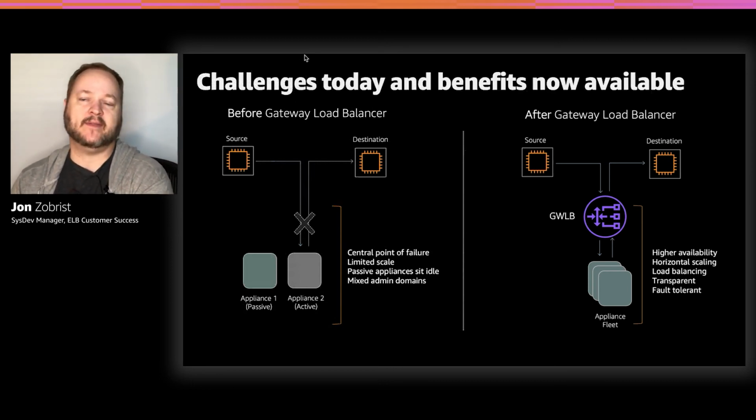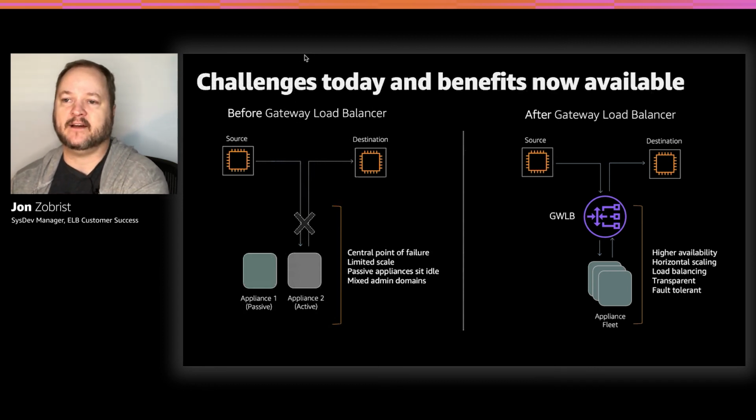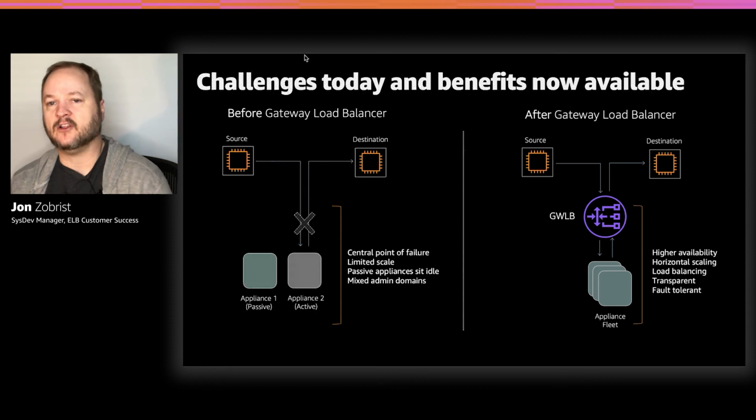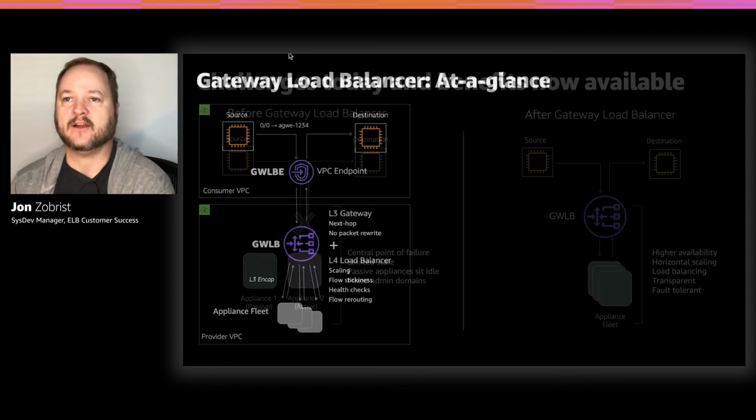Gateway Load Balancer, we made that easy. You just have an Appliance Fleet. They support the Geneve protocol that we use for Gateway Load Balancer to route layer 3 traffic to them. We support all the built-in scaling. You can register auto scaling directly to it. We're doing load balancing there. It's fault tolerant. And the most important thing, it's transparent to the network traffic.